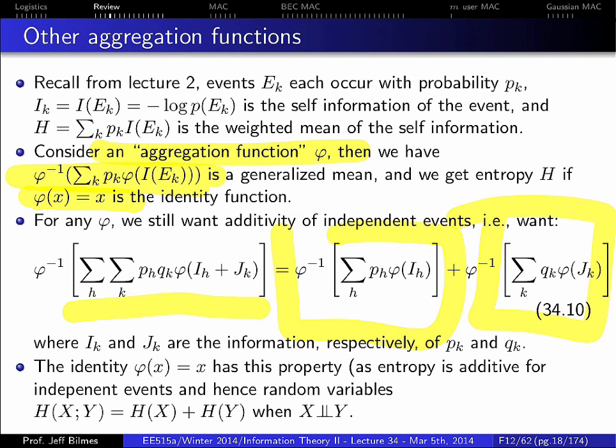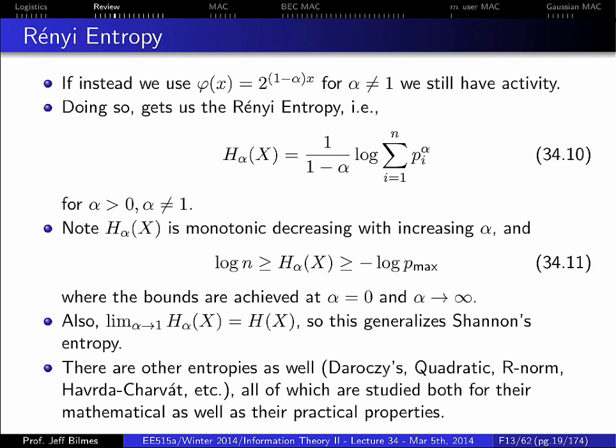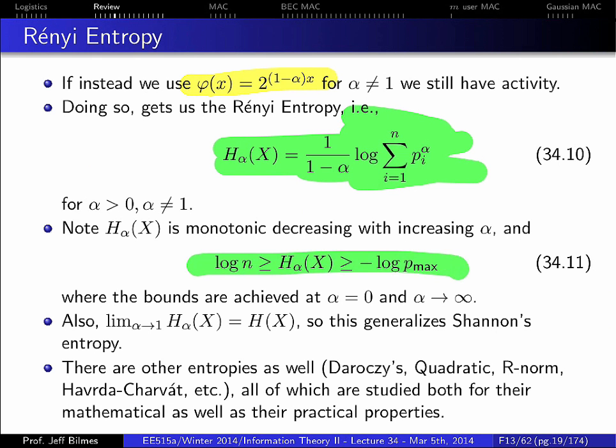And the question was, are there any other phi functions? And the Rényi entropy is one that says, yes, there is another phi function. Here's one. And when we plug that in and simplify, we get the Rényi entropy, which is probably the most famous of the information-like functions on probability distributions, other than the regular Shannon entropy. We have some bounds. We also have that it generalizes regular entropy. So in some sense, entropy is just a member of this much larger class of entropy functions.